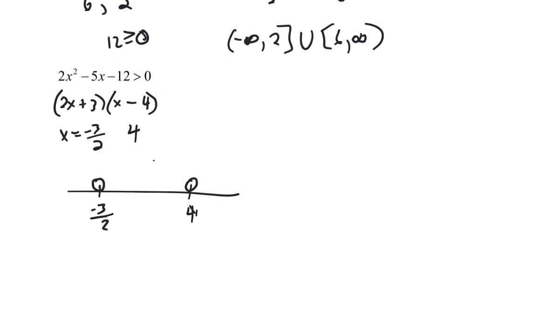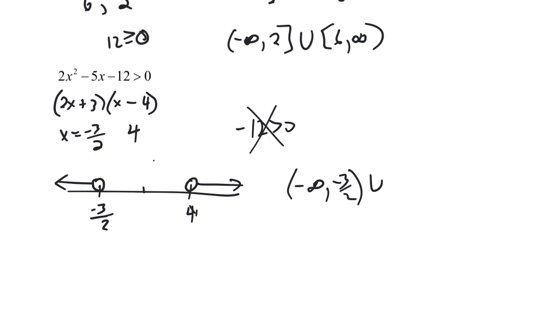If we plug 0 in, we get 0 minus 12, which is negative 12, greater than 0? It's not. So 0 would have been somewhere in the middle. So 0 doesn't work, so our intervals are going to go outwards once again. For this one, we'd write our final answer as negative infinity to negative 3/2, round brackets, union 4 to positive infinity.